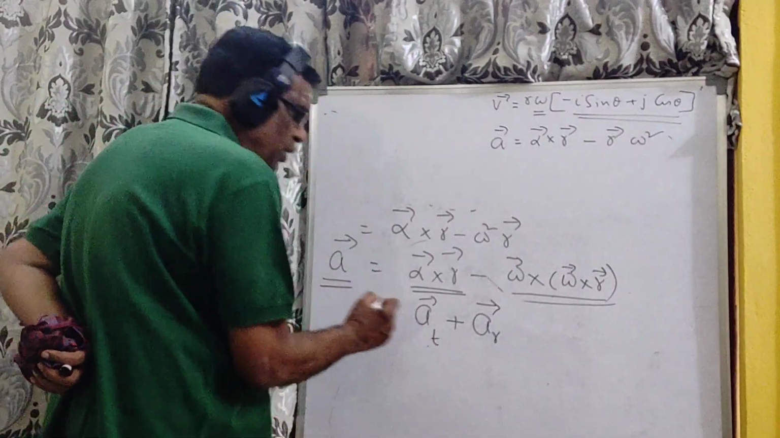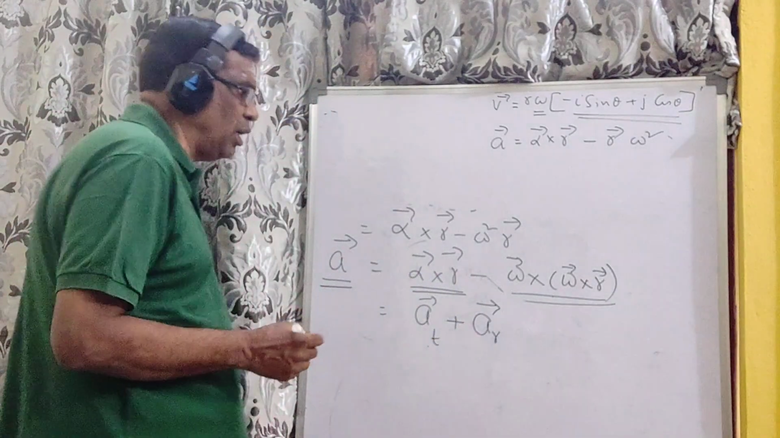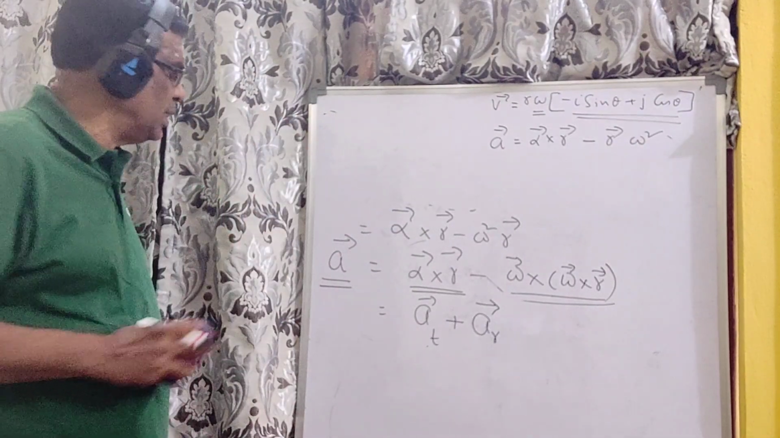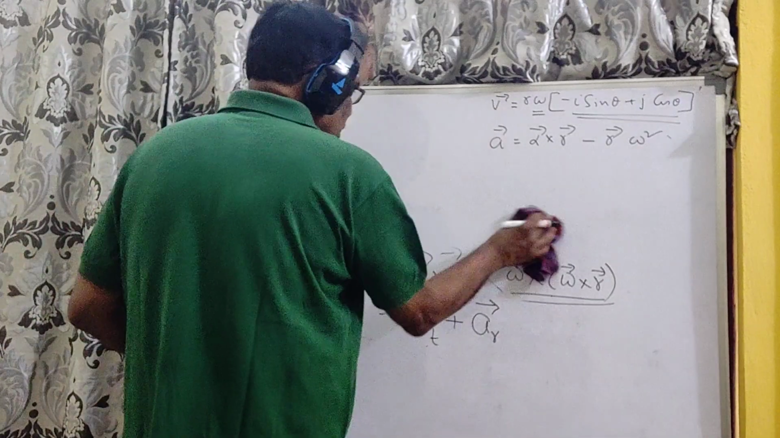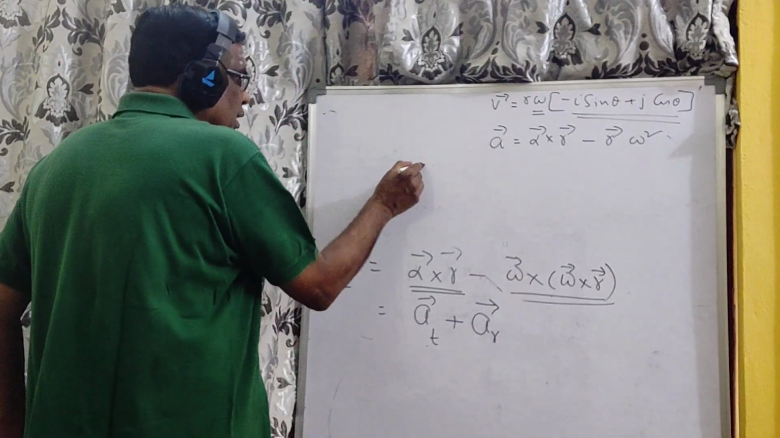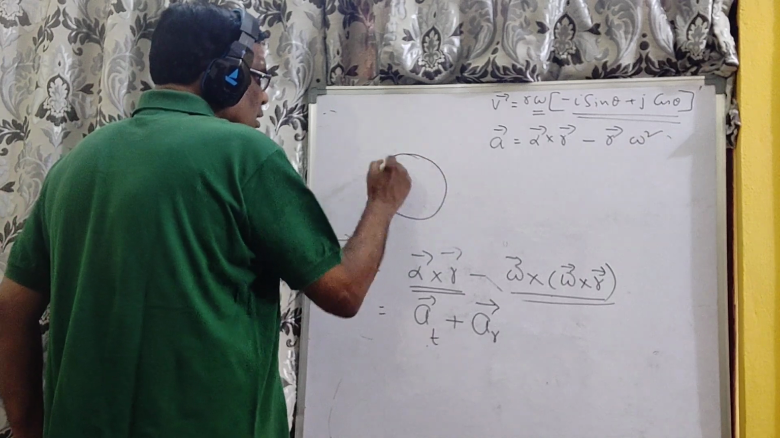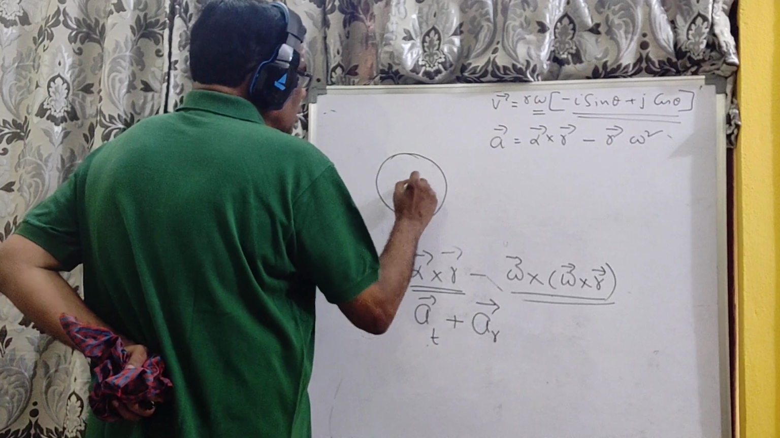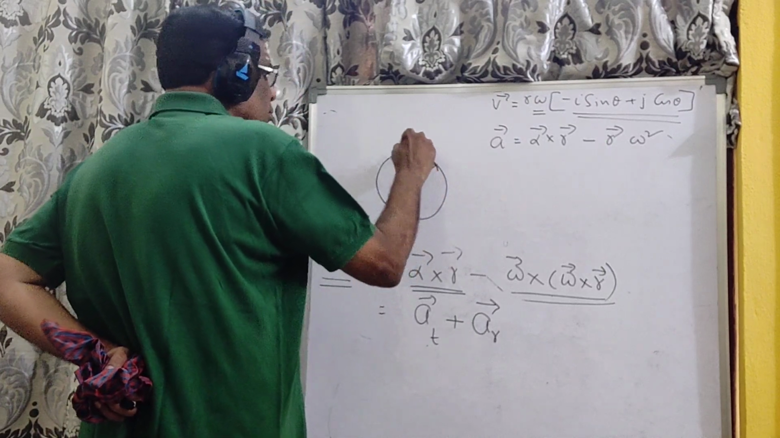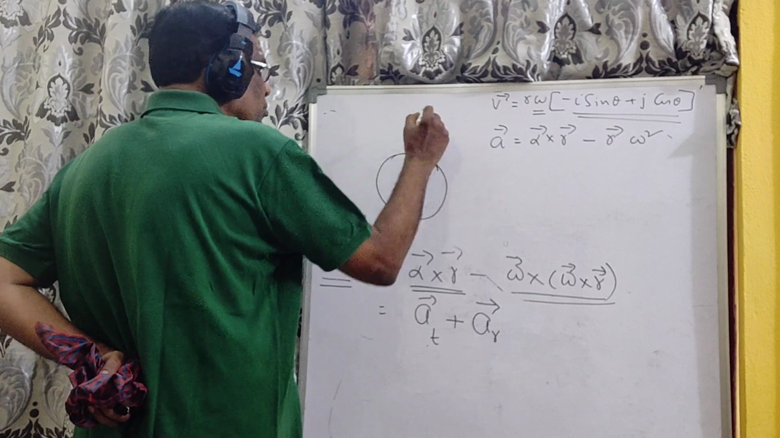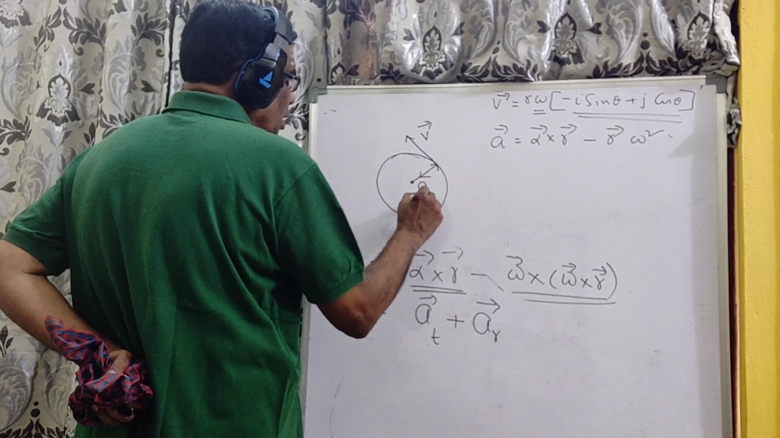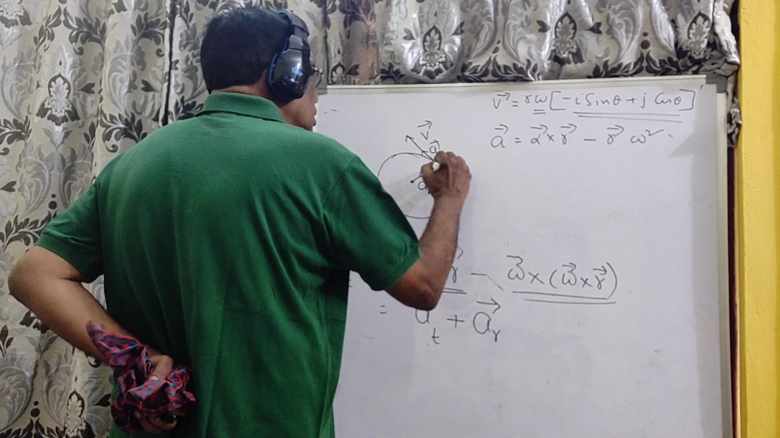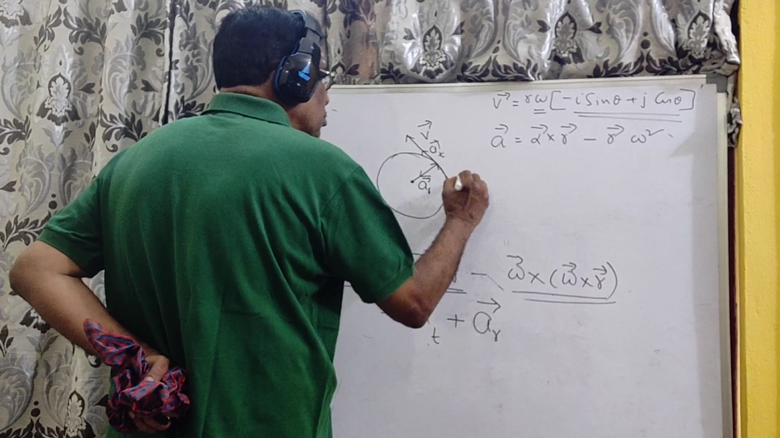So what is the role of AT bar? What is the role of AR bar? It needs some discussion here. We will look at their significance. Then you will appreciate this much better. I will write it here. R bar, V bar, AR bar. Now this may be AT bar, this may be AT bar.